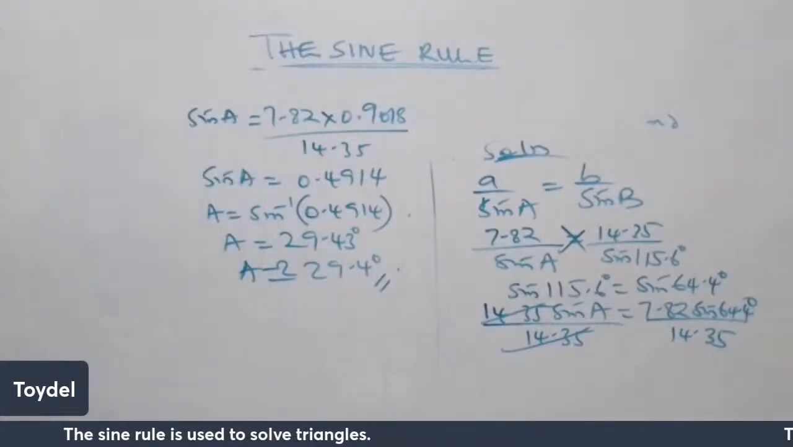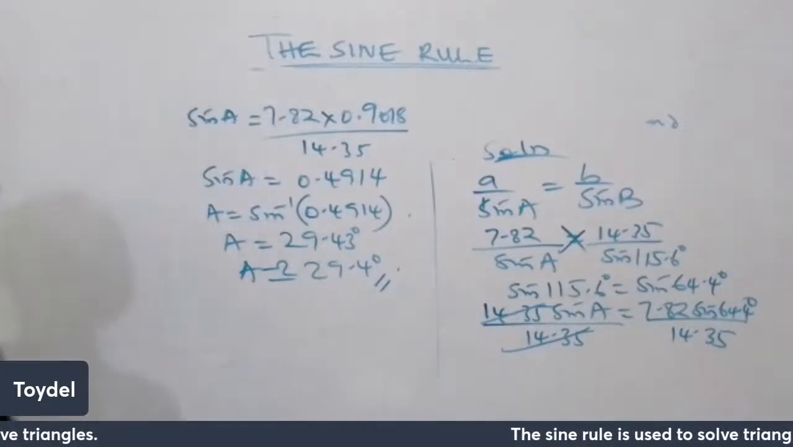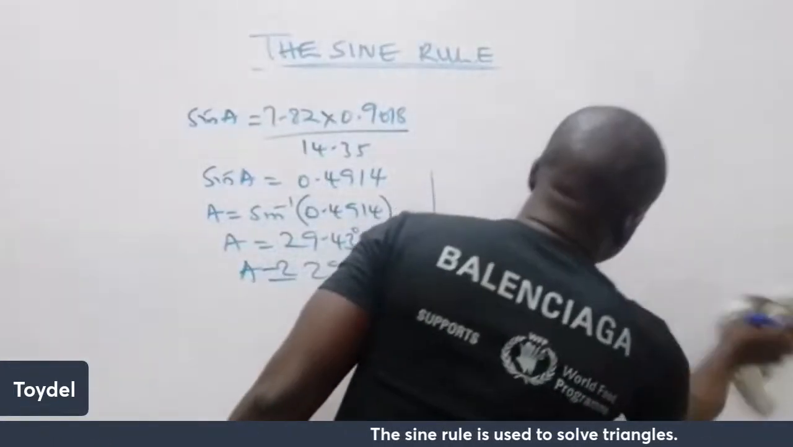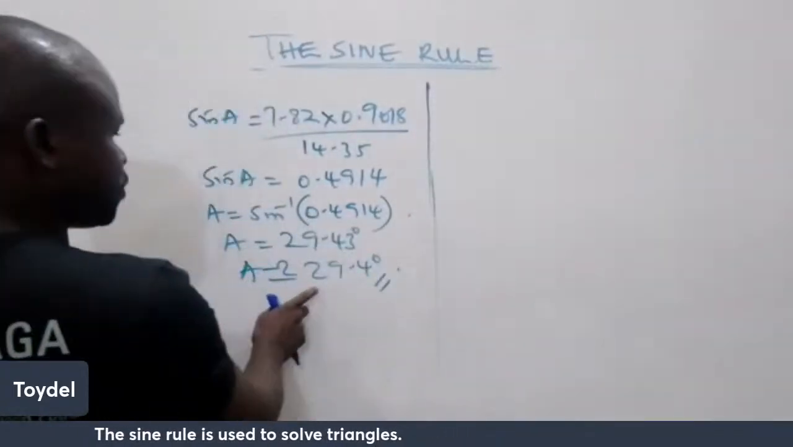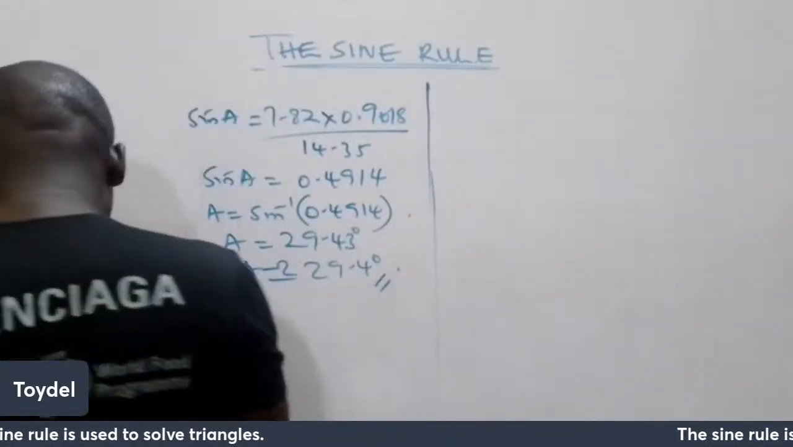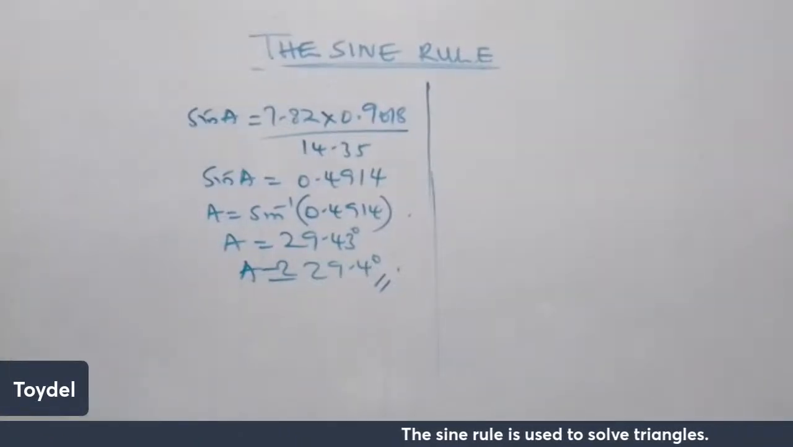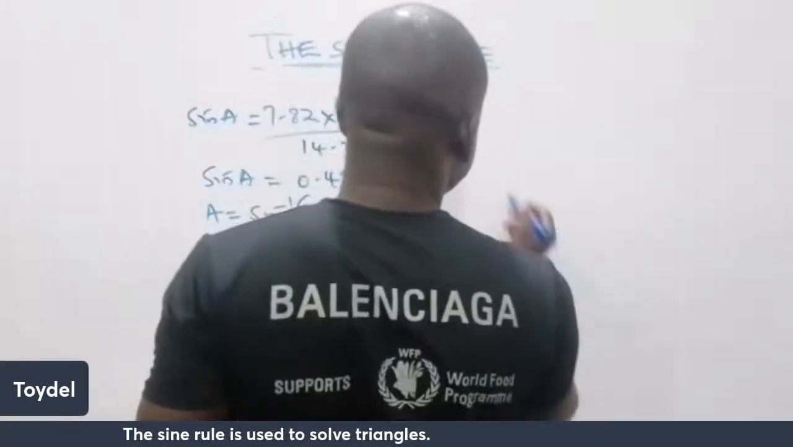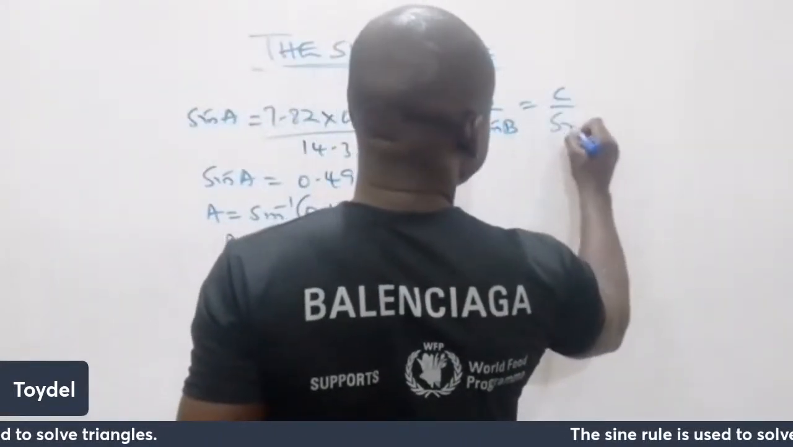We are asked to find the value of A and C. So we have gotten the value of A. So how do we get the value of C? Since there are 3 angles in a triangle, we are given one and we've found one, so we go ahead and use the sum of angles in a triangle to get C. Or if you don't want to do that, we can also apply the sine rule again to get the third angle. Just say b over sine B is equal to c over sine C.